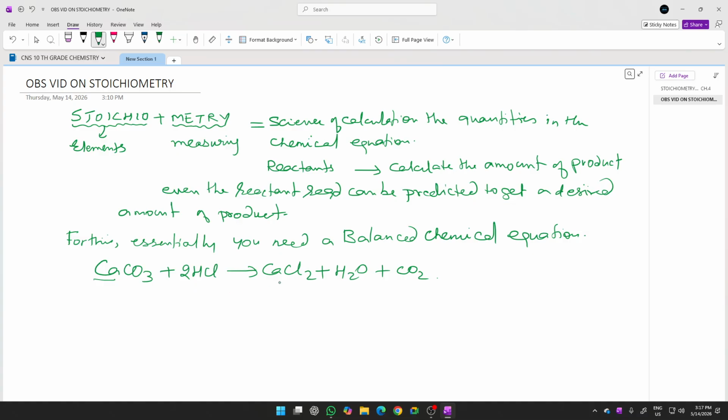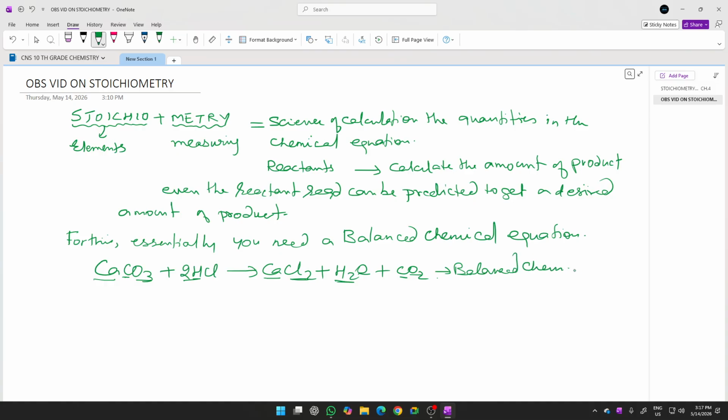Calcium on the left hand side is 1, and here also it is 1. Carbon on the left hand side is 1, and here also it is 1. Oxygen on the left hand side has 3 atoms, and here also you can see 2 and 1, which is 3. Then hydrogen: you have 2 atoms on the left hand side, and on the right hand side also 2 atoms. Then chlorine: you have 2 chlorine atoms on the left hand side, and the right hand side also has 2. So this is a balanced chemical equation.